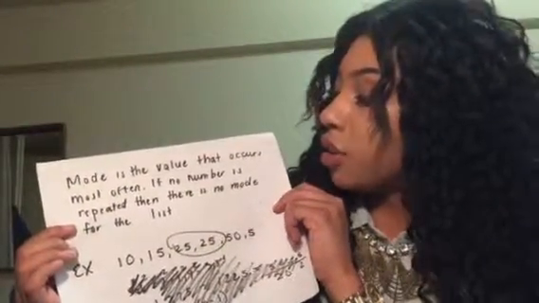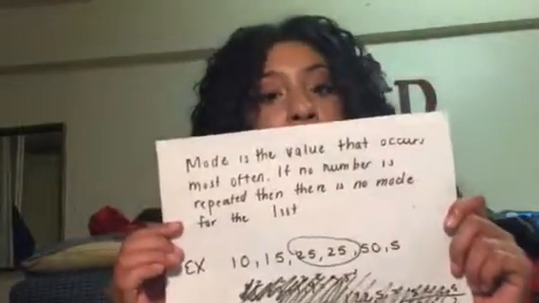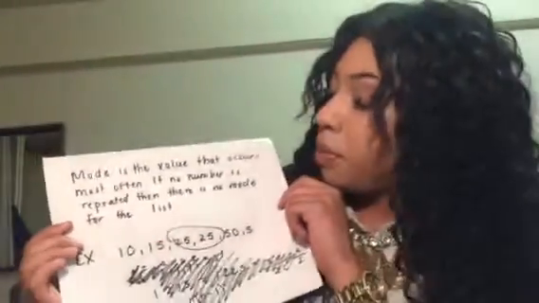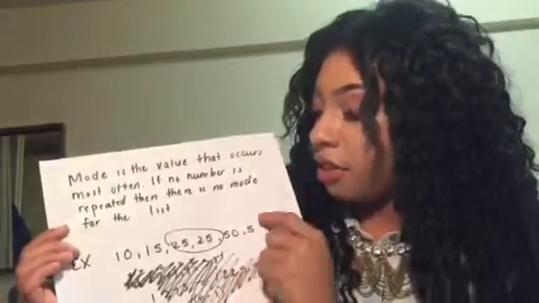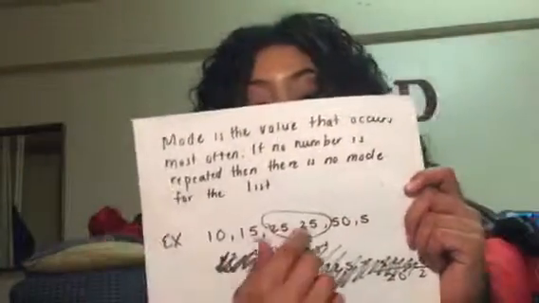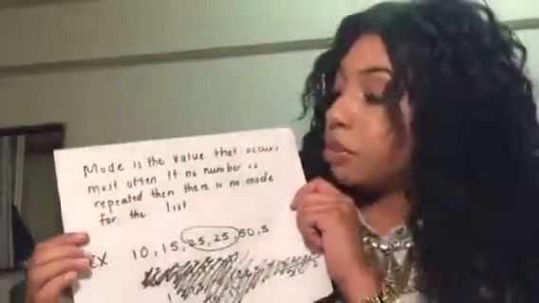And the very last one I'd like to share is the mode. The mode is a value that occurs most often. And if you don't have a repeated number, then you have no mode. So an example here is 10, 15, 25, 25, 50, and 5. So the one that occurs the most is 25. And that's how you find your mode. And that's the central tendencies of mean, median, and mode.